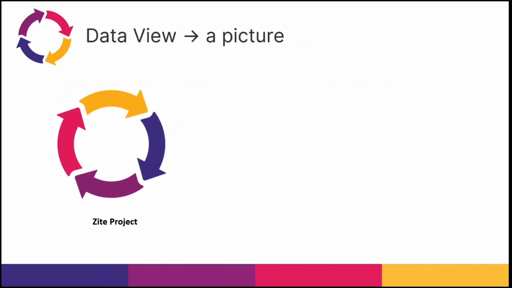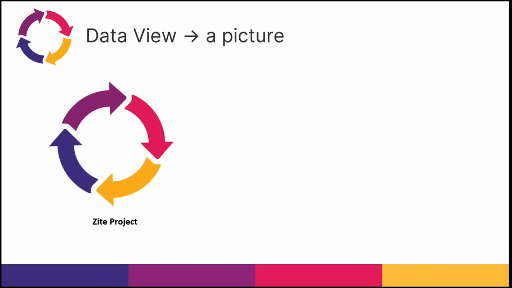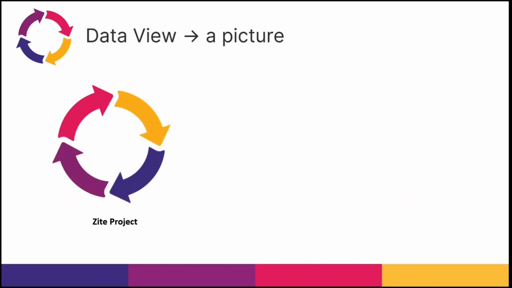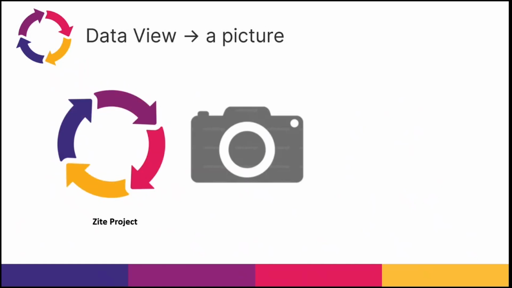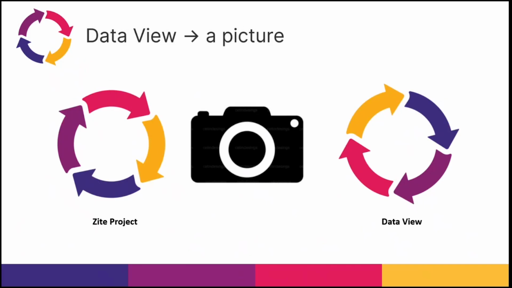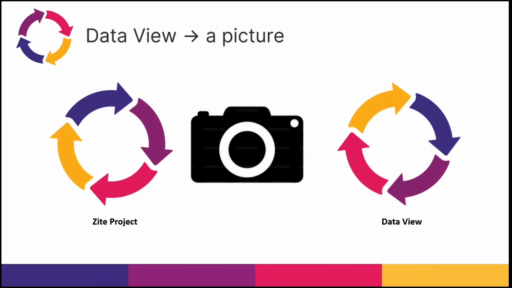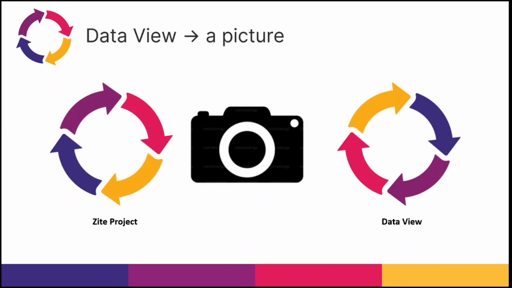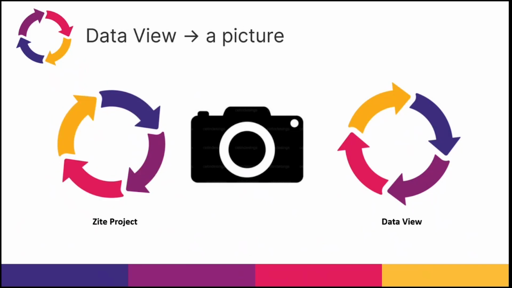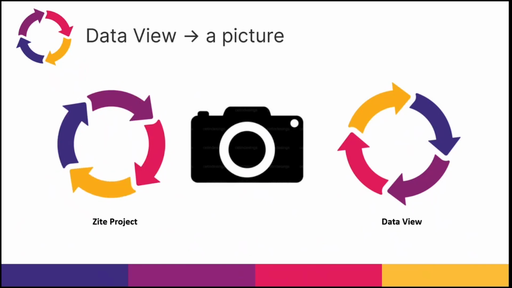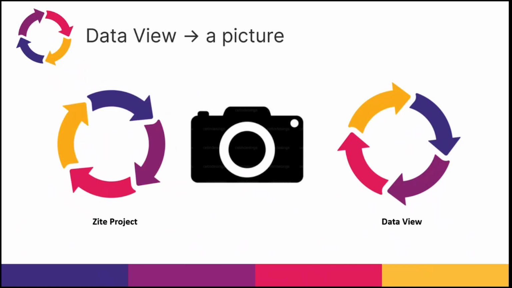A data view is essentially a picture. If you imagine your Zeit project is always something happening, right? Data is coming in, workflows are running, people are editing submissions, and really what a data view is, is a picture in time. Your project is always changing, and there's never a way to say this is what the data state of your project is without updating it every moment. But a data view is basically a snapshot at a particular moment in time of a particular set of data from your project.